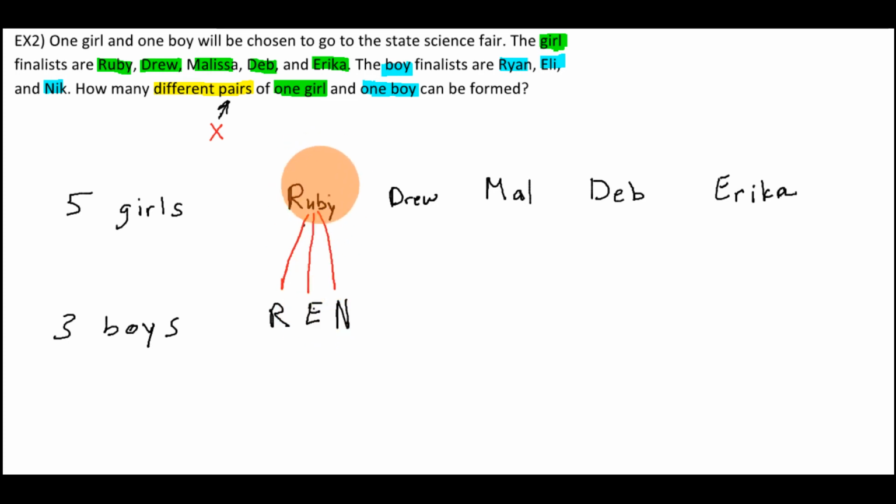However, I don't have to select Ruby for the science fair. Drew could be selected to go to the state science fair. And if Drew goes, she could go with the same group of boys. She could go with Ryan, Eli, or Nick. I'm going to combine these pairs in just a second, but I'm going to continue on with this pattern. If Mal goes to the state science fair, she could go with any of the 3 boys. The same for Deb, and also the same for Erica. So let's fix that E and that N real quick.